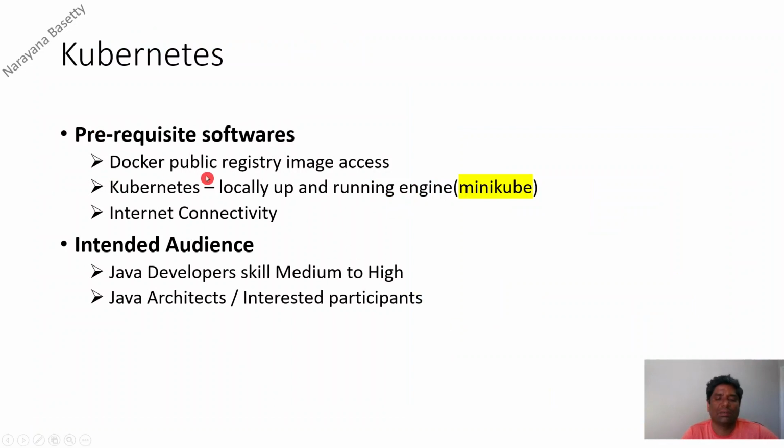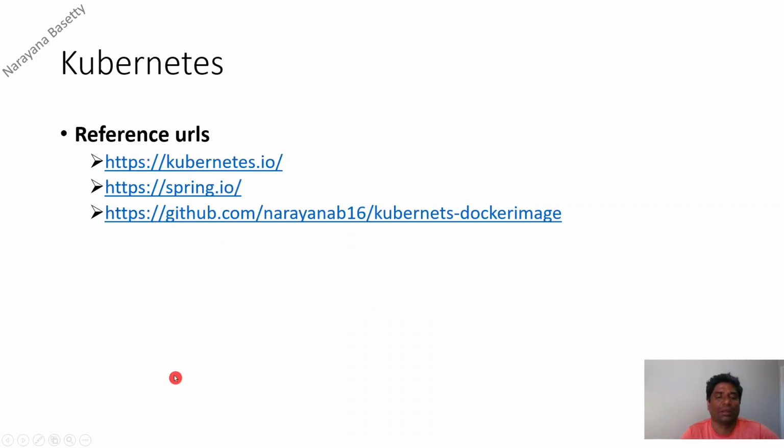So these are the prerequisites: Docker, public registry, Kubernetes, and internet connectivity. The intended audience are developers who already know these. These are the reference URLs.